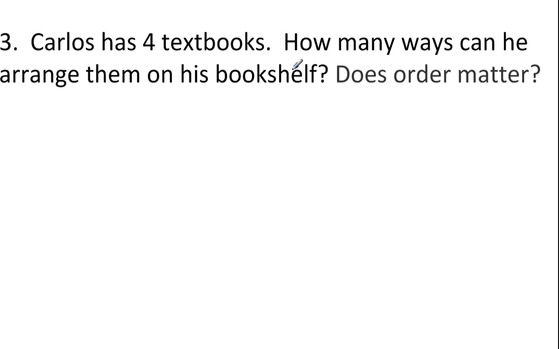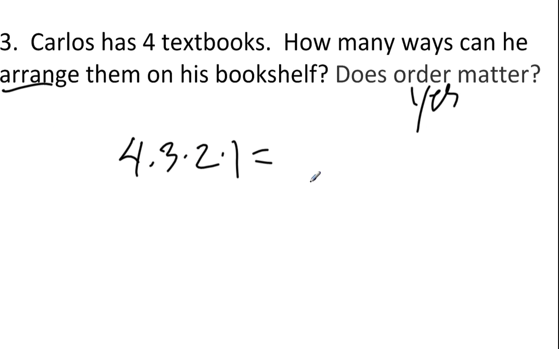Got 4 books we're going to put on the shelf. Does order matter? Yeah, when you're putting them on the shelf, it matters what order you're going to arrange them in. So 4 times 3 times 2 times 1, like we've done before, gets us our 24.